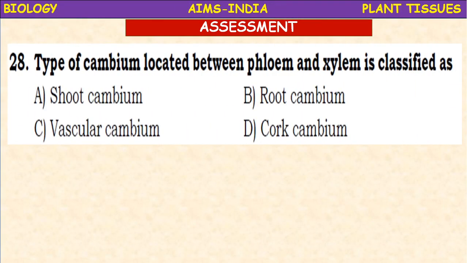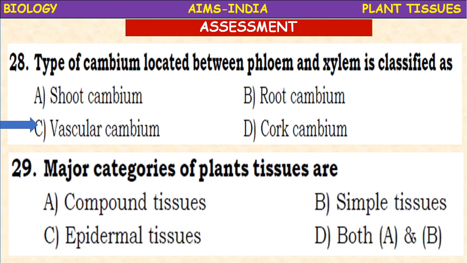The type of cambium located between phloem and xylem is classified as. Okay, what is that cambium present in the vascular bundles? So it is called vascular cambium. The type of cambium located between xylem and phloem. If this cambium is present, it is open type of vascular bundles. If it is absent, closed type of vascular bundles.